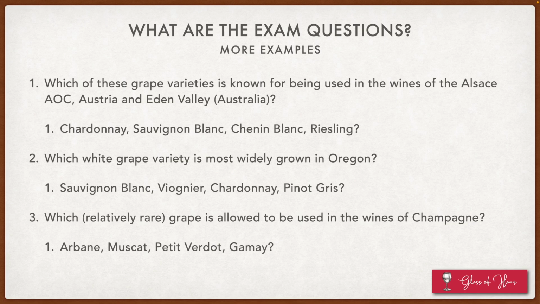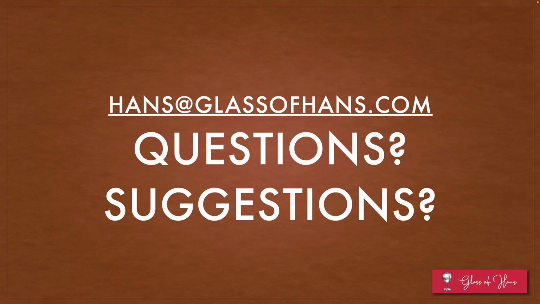Another tricky question, for example, is which relatively rare grape is allowed to be used in the wines of Champagne? Now, you might think again, oh, Champagne, that's north of Burgundy. And, well, which of these grapes can be found in Burgundy or south of Burgundy? Maybe Gamay? Nope, the answer is Arbane. I have never had the wines made using Arbane. I'd not heard of it before this question. So, therefore, it's relatively rare.